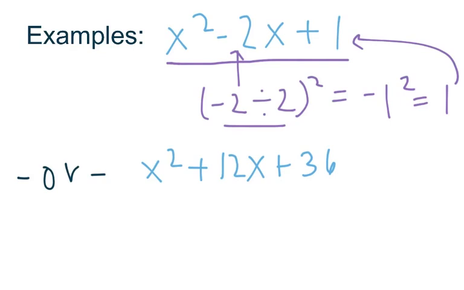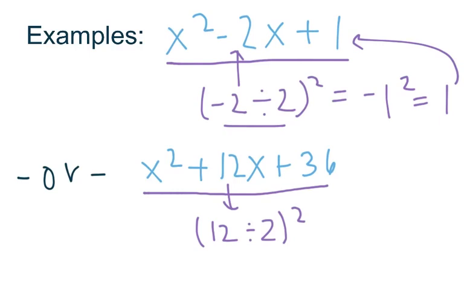And similarly here, it is of the form ax squared plus bx plus c. And when we look at our 12 and divide it by 2 and square it, let's see if we get 36. So 12 divided by 2 is 6, and 6 squared is 36. So again, it checks out.